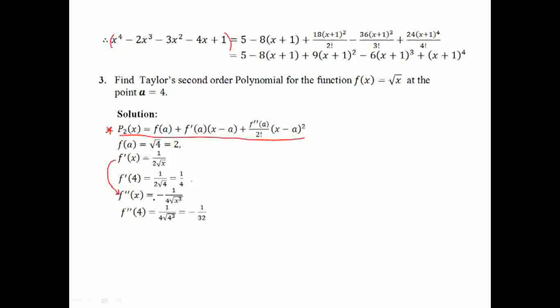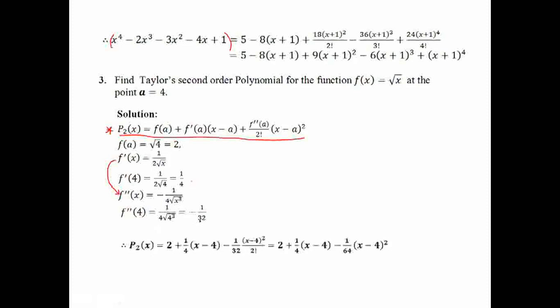So the second differential coefficient is 1 over 4 multiplied by under the root x cubed. Okay? That's negative. Negative 1 over 4 multiplied by under the root x cubed. So this is the second differential coefficient. In this second differential coefficient, where there is x, we put 4, and it gives us negative 1 over 32.